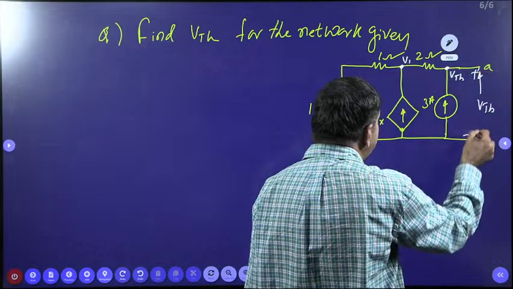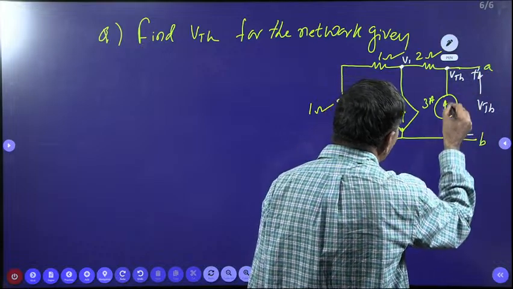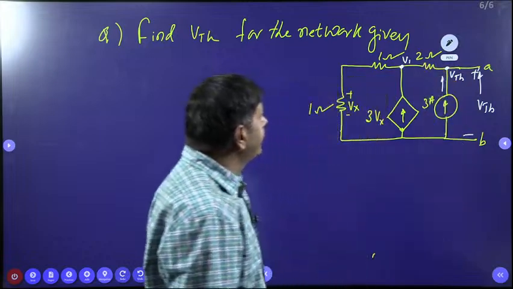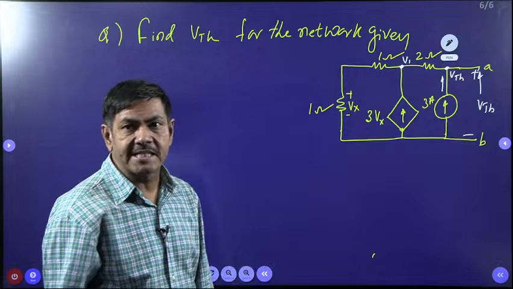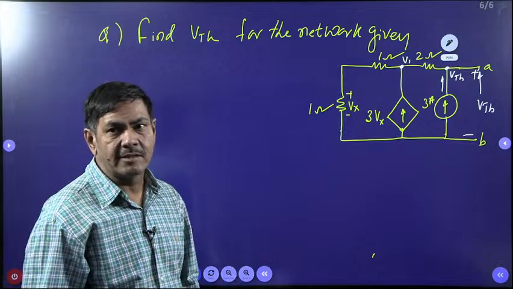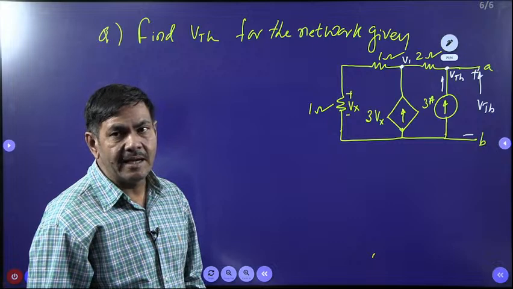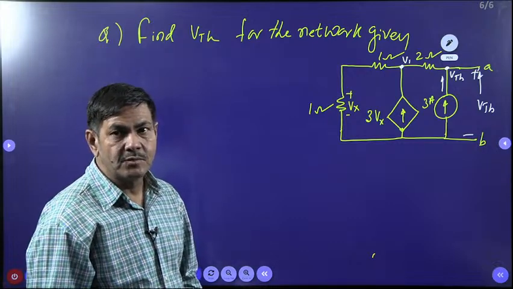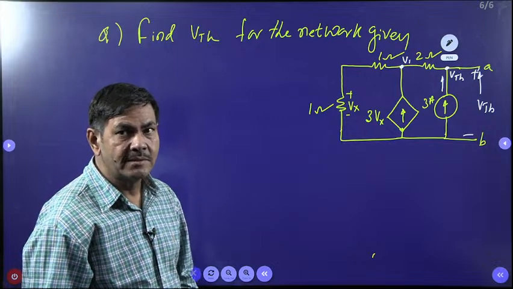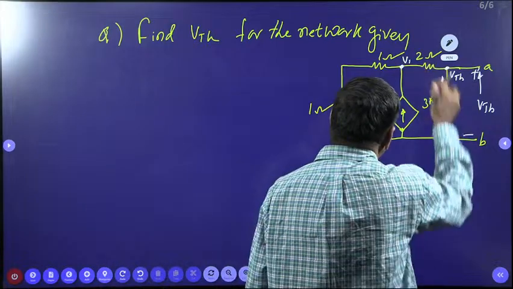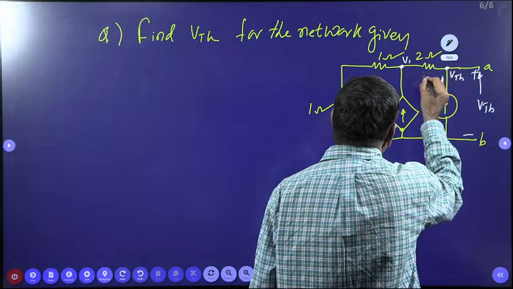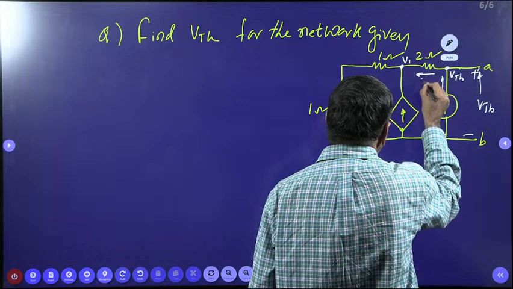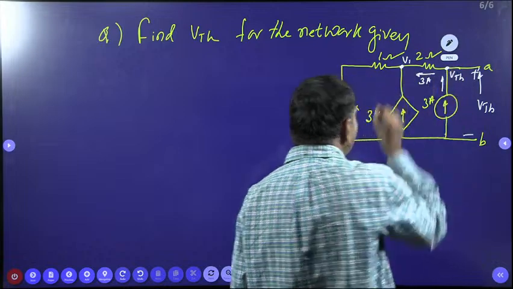When A and B terminals are open circuited, 3 amperes will flow in this direction. Then that current passes across what resistor? Can you say that? Across these 2 ohms the 3 amperes can flow. So this current must be 3 amperes only. Same 3 amperes will flow.